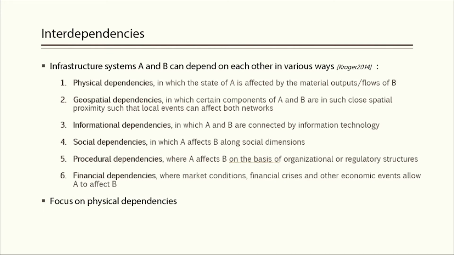Third, we model interdependencies between networks. Infrastructure systems can depend on each other in a number of ways, including physical, informational, and financial dependencies. Since we focus on resources, we're interested mainly in physical dependencies, in which one network supplies a resource that another network requires. For instance, a water system might require electricity to run pumps.